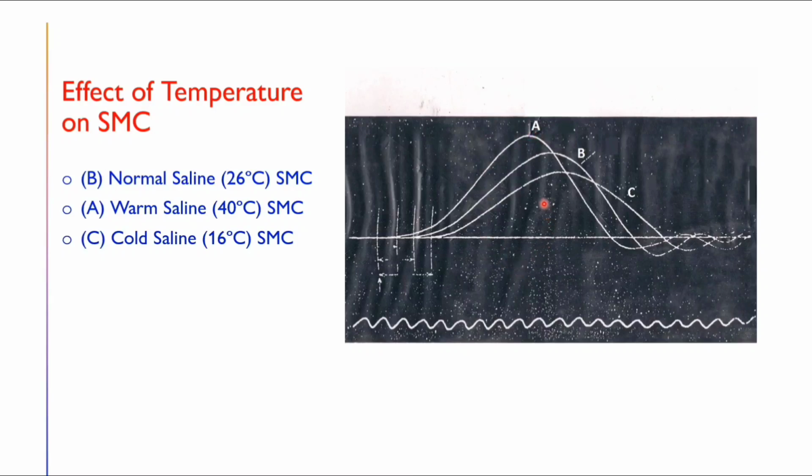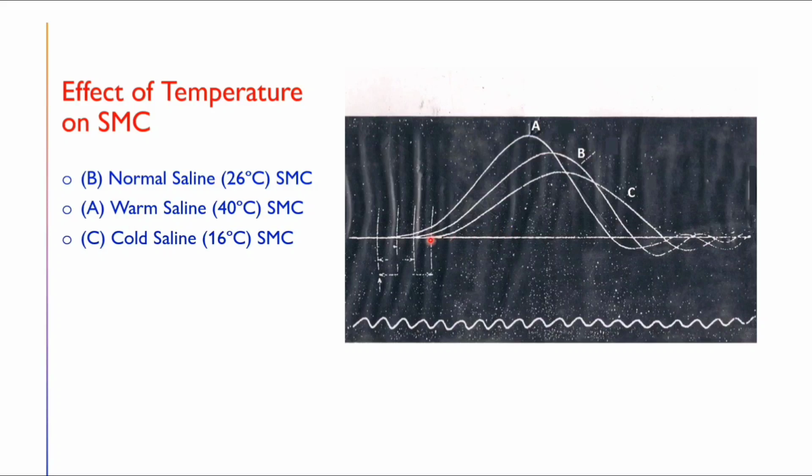The first immediate finding is that with the increase in temperature, there is an increase in the height of the curve. For example, if you see C, the height of the curve is lowest, and in A, the height of the curve is highest. So that means the force of contraction is directly proportional to the temperature. Increase in temperature increases the force of contraction, because the height of the curve is a representation of the force of contraction. So as the temperature increases, the muscle is contracting at a greater force.